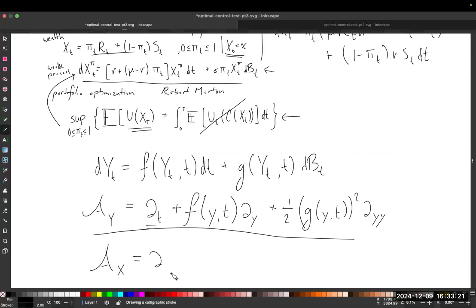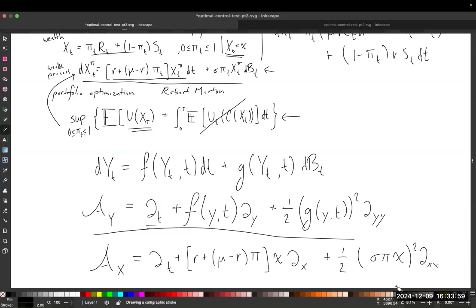we're going to have partial t. In our case, our f is going to be this expression up here. So we're going to have r plus (mu minus r) pi x partial x plus 1/2 (sigma pi x), this quantity squared, and then the second differential with respect to x.